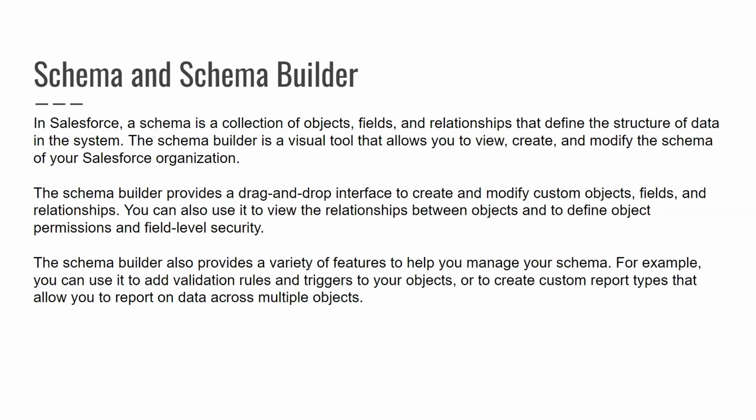Schema Builder also provides a variety of features to help you manage your schema. For example, you can use it to add validation rules and triggers to your object, or to create custom report types that allow you to report on data across multiple objects. The Schema Builder provides a drag and drop interface to create and modify custom objects, fields, and relationships. You can also use it to view the relationships between objects, the object permissions, and the field level security.